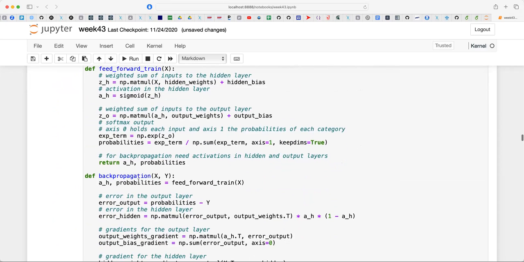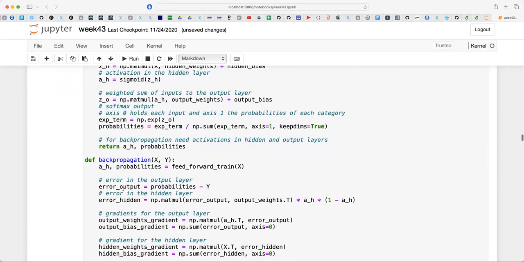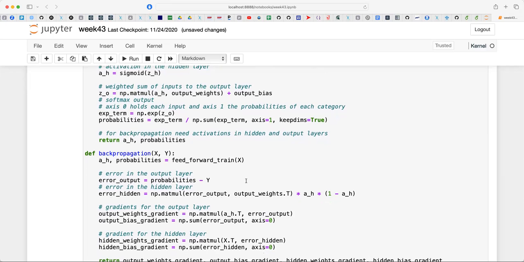But then you see that the backpropagation starts with finding the different outputs and probabilities. It finds the error in the output layer, which is a derivative of the cost function with respect to the output. So y here is the target. And these probabilities are the numbers you generate in order to recognize whether this is number 0, 1, 2, etc.